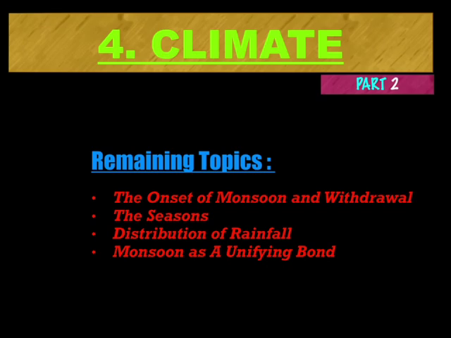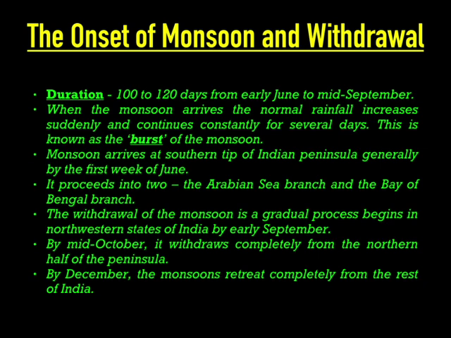So let's start our first topic of this lecture, the onset of monsoon and its withdrawal. The duration of monsoon is 100 to 120 days, from early June to mid-September. When the monsoon arrives, the normal rainfall increases suddenly and continues constantly for several days. This phenomenon is known as the burst of the monsoon. The monsoon arrives at the southern tip of the Indian peninsula, that is Kerala, generally by the first week of June or 1st of June. It proceeds into two branches, the Arabian Sea branch and the Bay of Bengal branch.